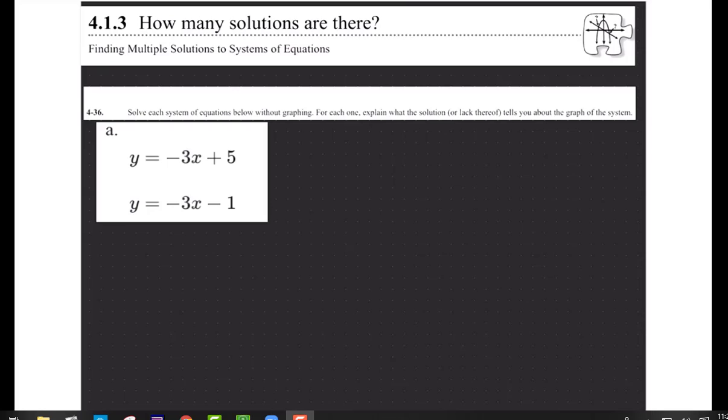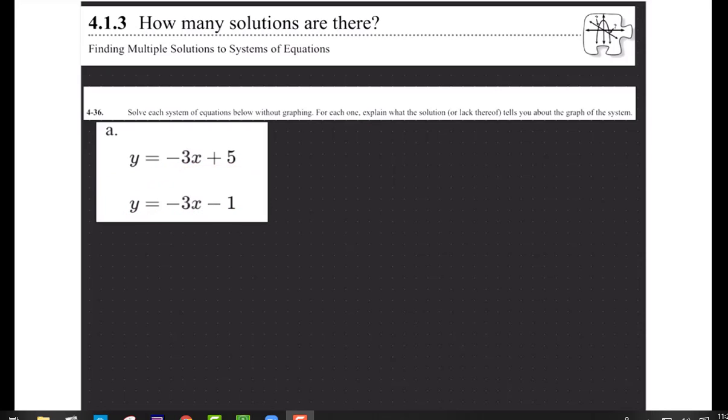So for A, if we looked at our top equation, oh, I didn't want to use that guy. I wanted this guy, yep. If I look at my top equation and if I were to graph it, I would get a line. If I graph the bottom one, I'm going to get a line.